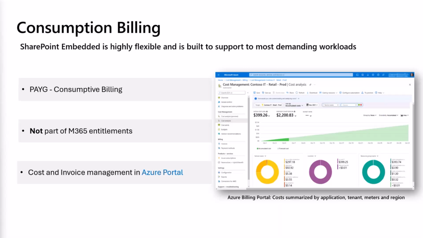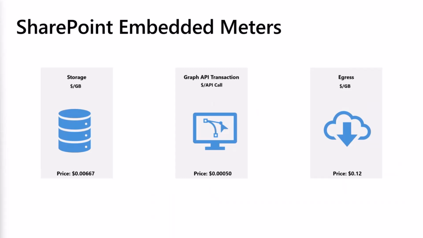The existing Azure billing portal already comes with a lot of management tooling. The portal provides extensive tools in place and granular controls by application or container type or tenants or regions to help you manage and understand the cost more efficiently. So what does consumption comprise of? The consumption is based on 3 meters for SharePoint Embedded. Storage, that is how much data in GB you store in the SharePoint Embedded application. Graph API transactions, and the data that is egressed while using these SharePoint Embedded applications.